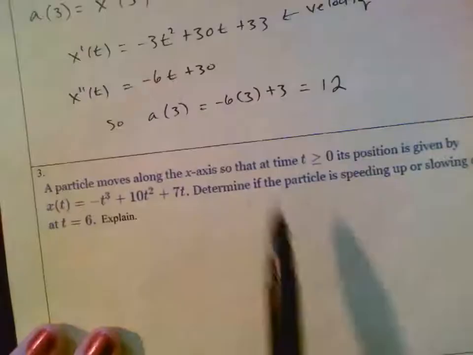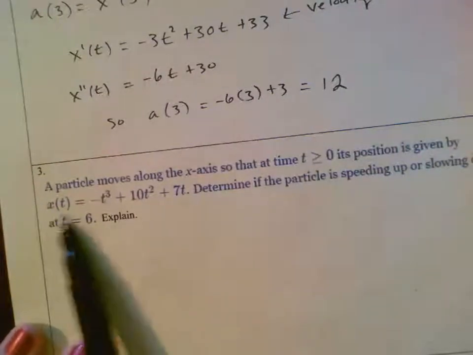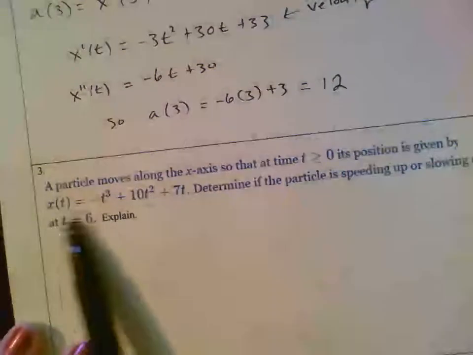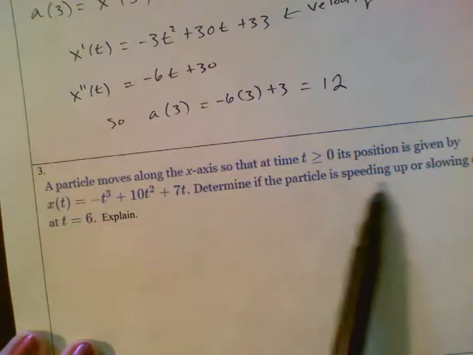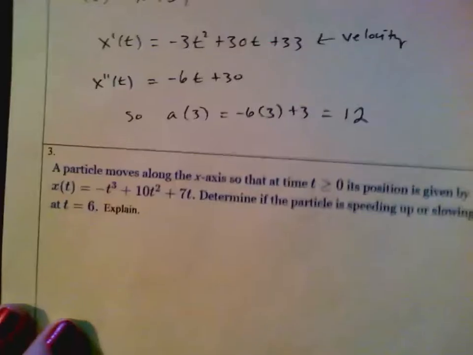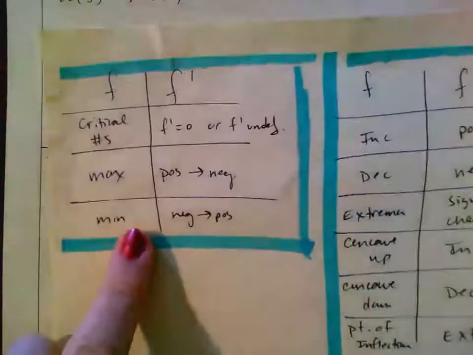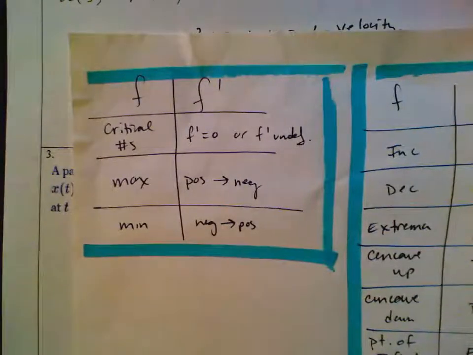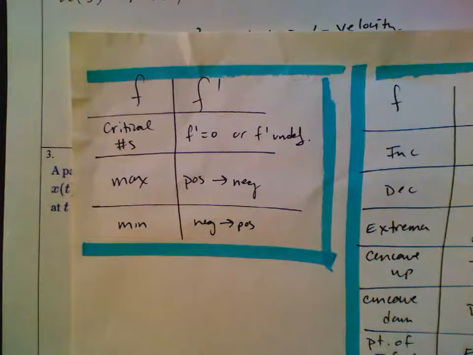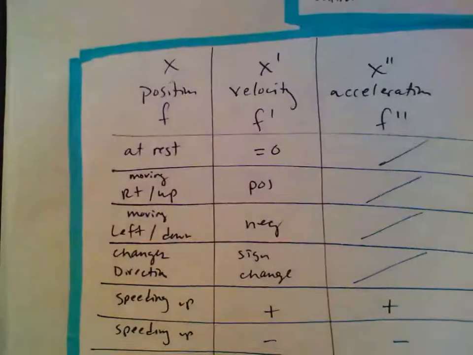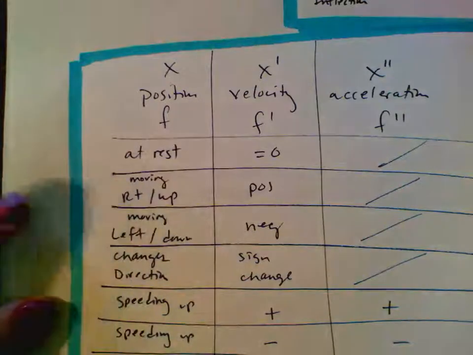Now this one, a particle moves along the x-axis, same situation. The position is given by this function. Determine if the particle is speeding up or slowing down at t equals 6. Explain. In the material that I sent you of what we've done so far, here are our tables that tell us the relationships between f, f prime, and f double prime. And this is the physics version of the stuff above, basically.